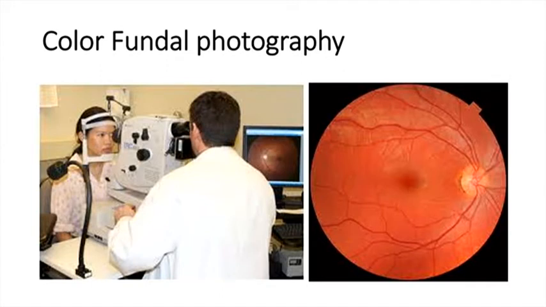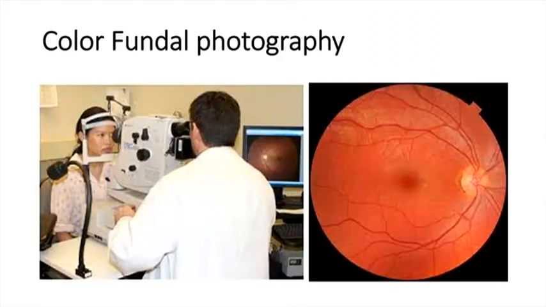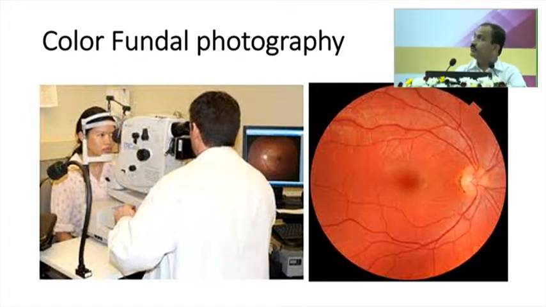Among the investigations, I will just go through these things. Color fundus photography. When you take a photograph, you can see here, this is a normal picture. You can see very nicely the central retinal vein, which is the larger blood vessel here, and the retinal arterial branches, which are the smaller ones here, and the macula here, this area. So this is a very clear normal fundus. You can take photographs and see.